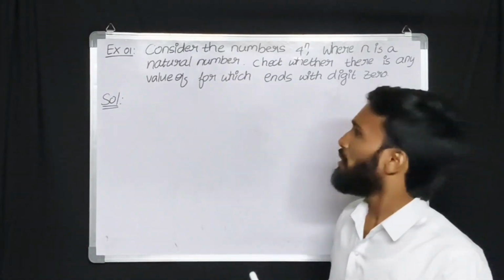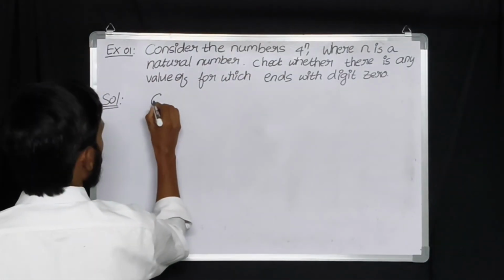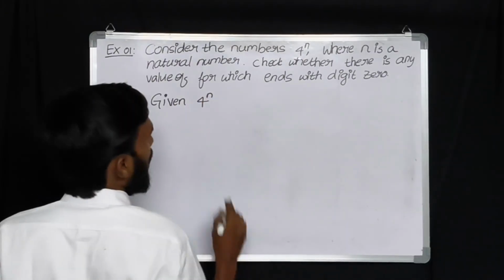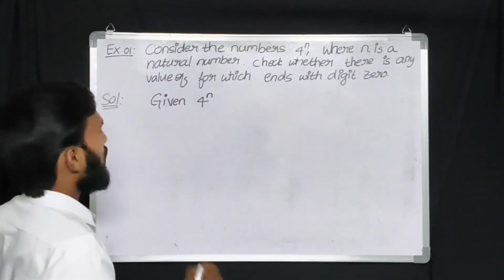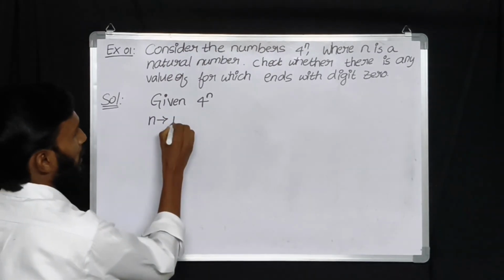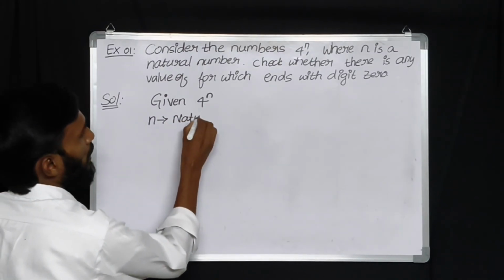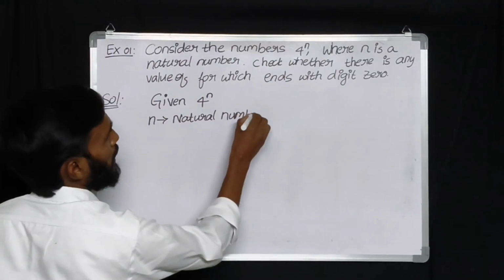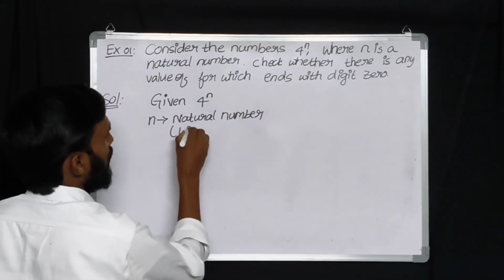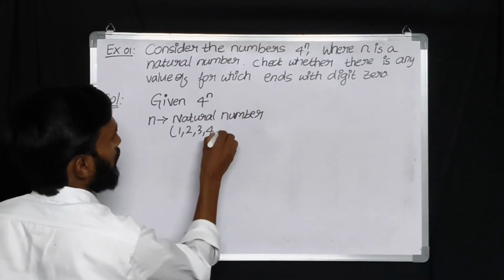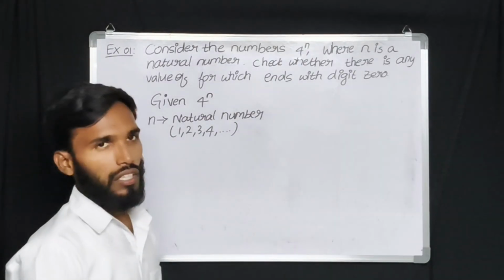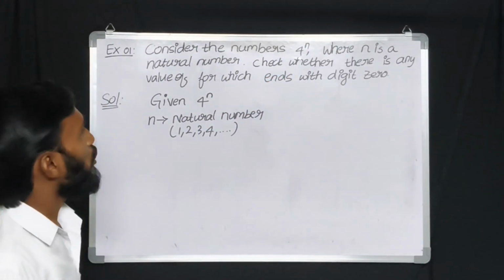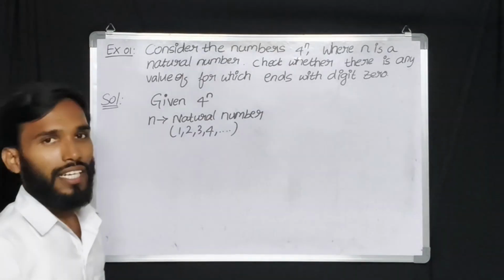What is the given number? 4n, right? Given 4n, and where n is a what number? N is a natural number. As you all know, the natural number is nothing but counting number 1, 2, 3, 4 and so on. Next, what is that? Check whether there is any value for which it ends with digit 0.